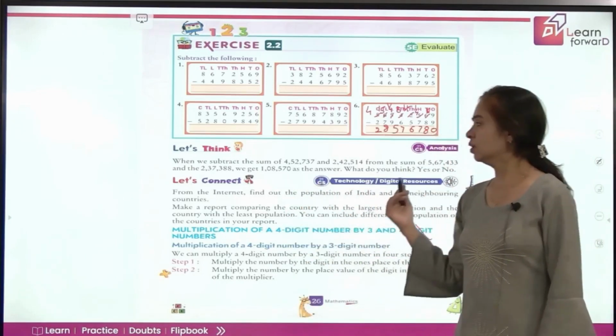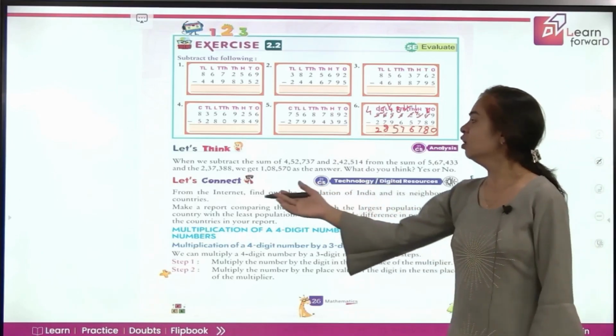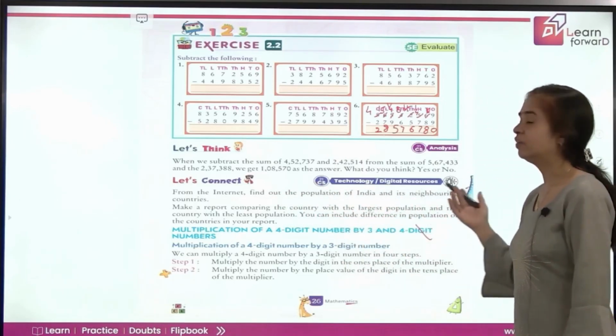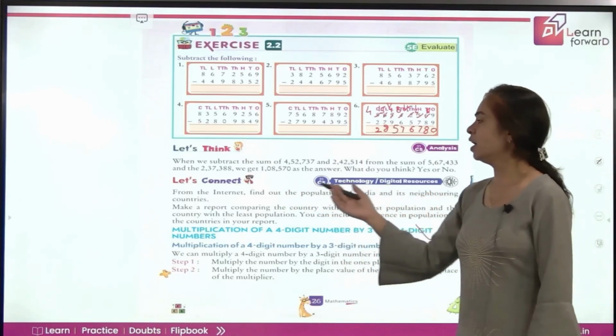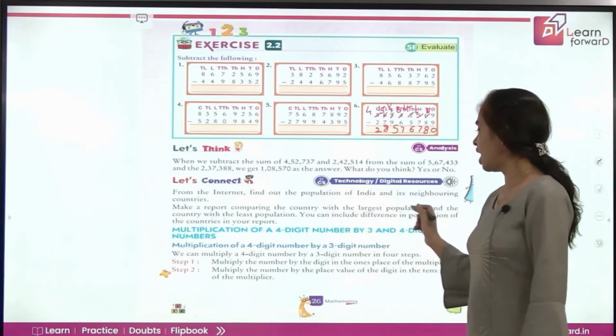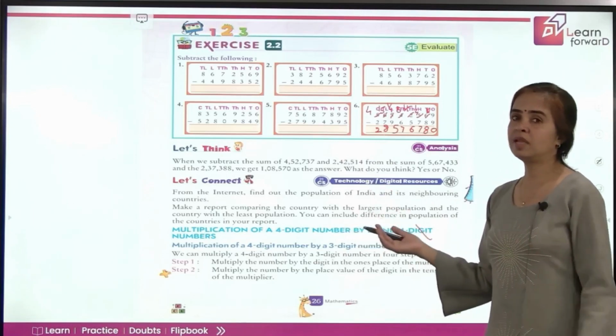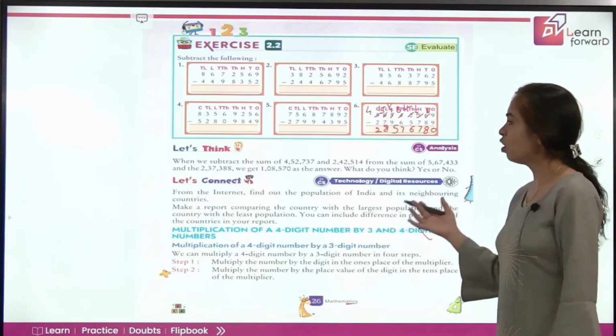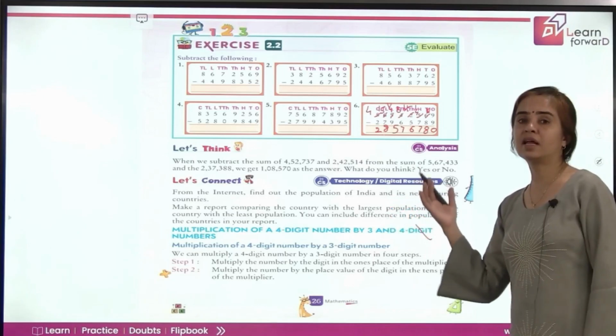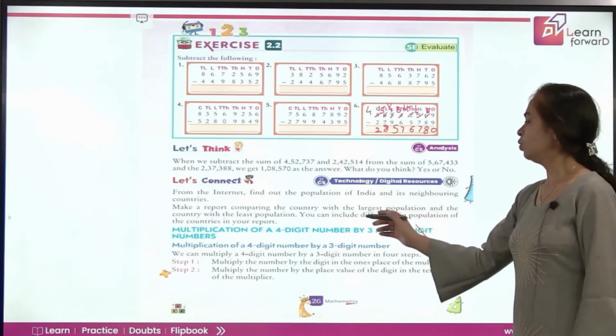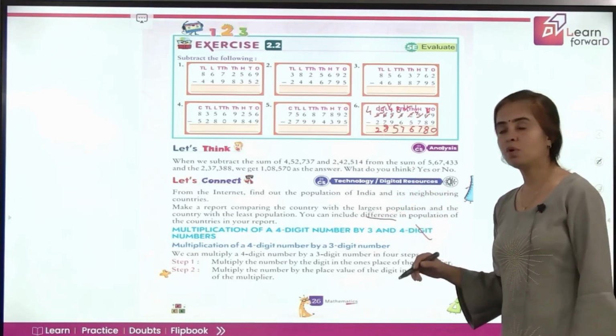Now you have an activity here. From the internet, find out the population of India and its neighboring countries and make a report comparing the country with the largest population and the country with the least population. So you'll have to make the comparison between the population of all the countries that are neighboring countries to India, and you can also include the difference in population.